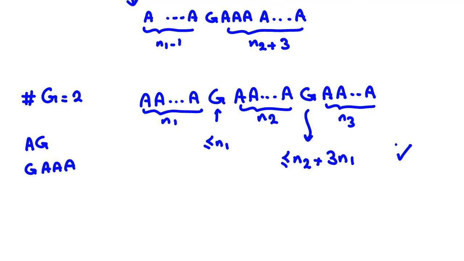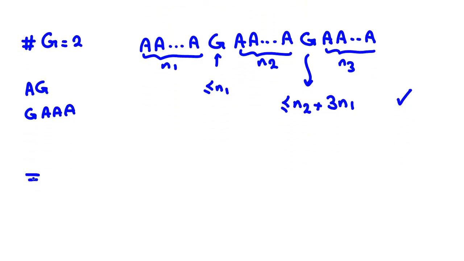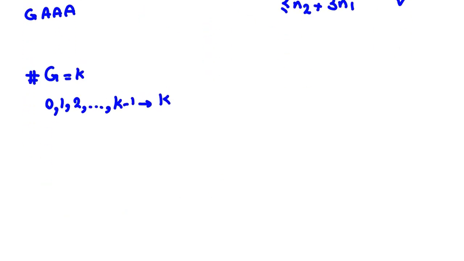Now you can solve it with induction. Consider the number of G's; suppose we want to prove it for k, and suppose we proved it for 0 to k minus 1. We want to prove it for k, with only the case k minus 1 needed.